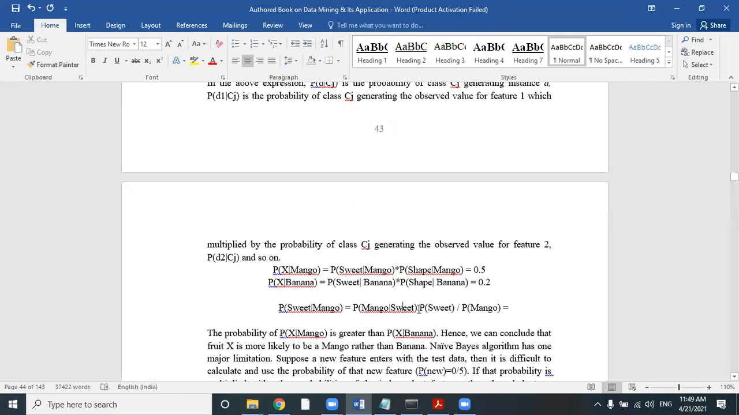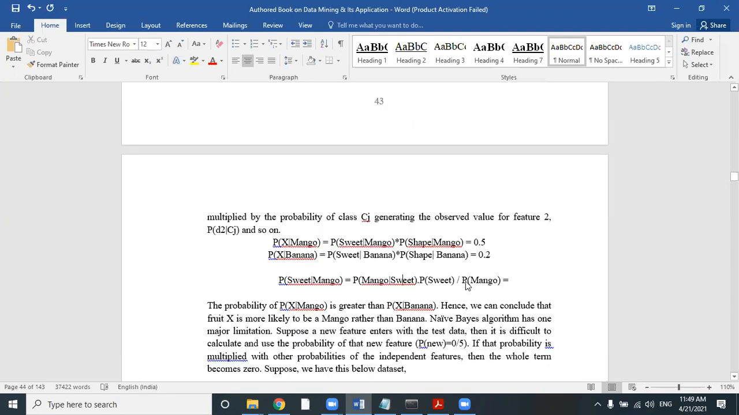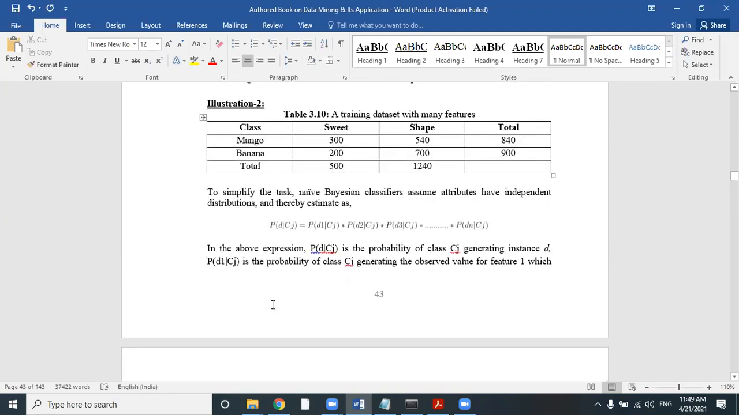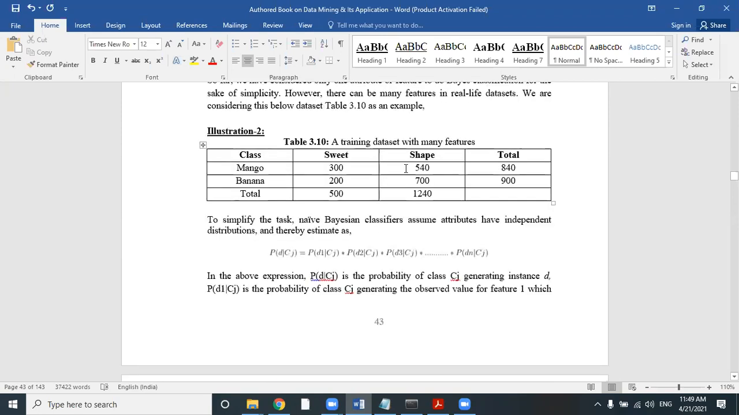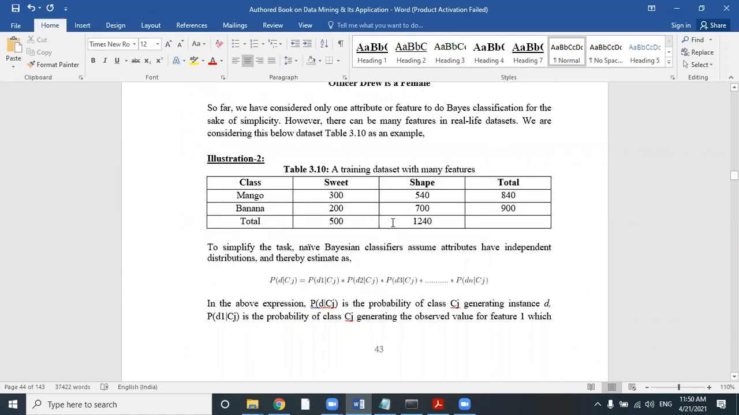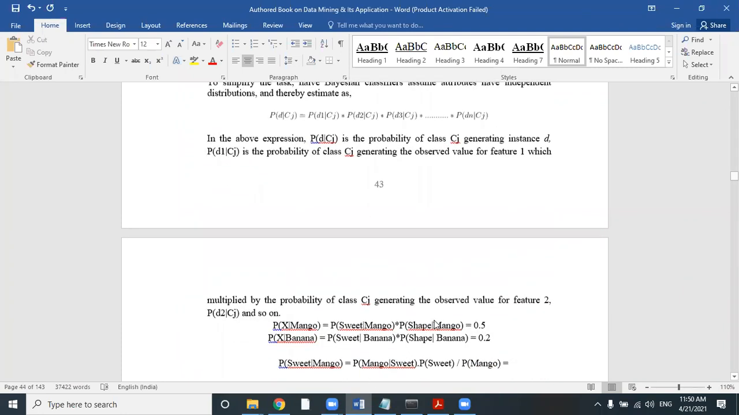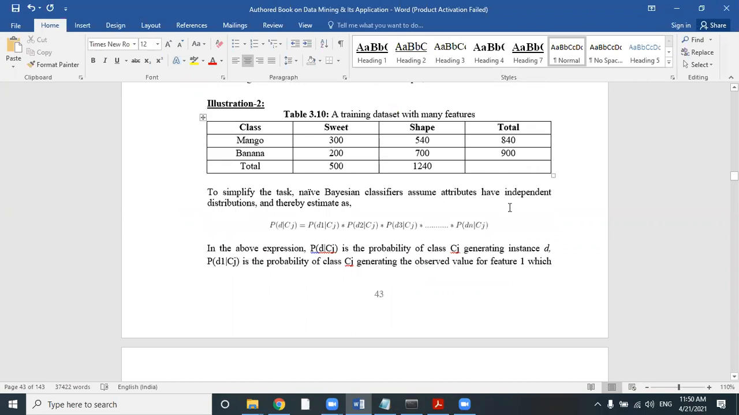300 by 500, right? 300 by 500 times probability of sweet. Probability of sweet means 300 divided by probability of mango. Probability of mango is 840. What are you getting? Is anyone calculating it? So probability of mango given sweet, that means how many mangoes are sweet? So 300 divided by sweet is 500.